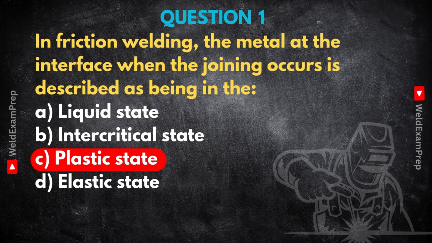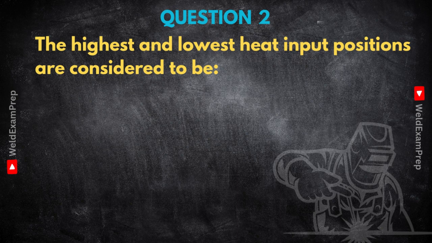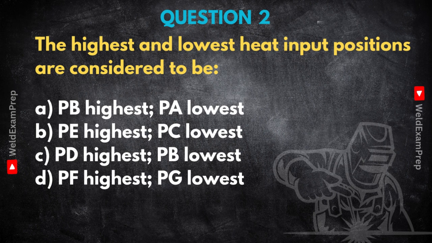Got it. Right, moving on. Next question shifts to heat input, specifically how welding position affects it. The question: the highest and lowest heat input positions are considered to be, options A, PB highest, PA lowest, B, PE highest, PC lowest, C, PD highest, PB lowest, D, PF highest, PG lowest. All right, what do you reckon? The correct answer here is D, PF highest, PG lowest.